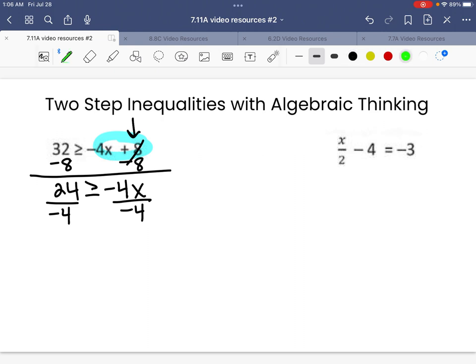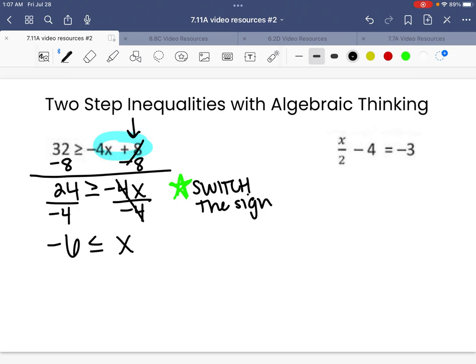Now I want to draw your attention. I'm going to make a little star right here because we are dividing both sides of an inequality by a negative number, which means we will need to switch the sign. So 24 divided by negative 4 gives us a negative 6. My sign needs to flip the other direction in order to make sure that my inequality stays true. Negative 4 divided by negative 4 is just 1, so I'm left with x. So I have negative 6 is less than or equal to x.